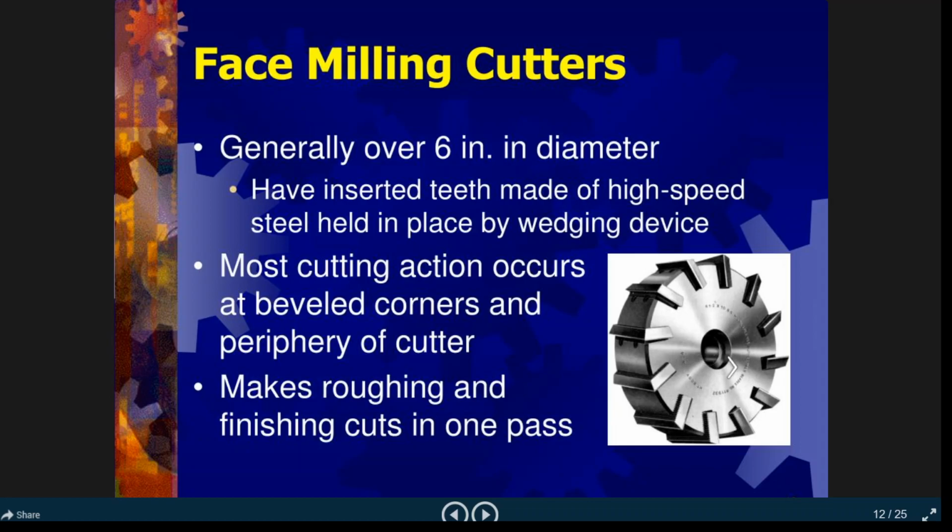While rotating this, from this cutting edge and the periphery, both, the material will be removed from the work surface. This is widely used for generating a flat surface on a slab or any workpiece. Most cutting action occurs at the beveled corners and the periphery of the cutter. So the cutting action is mostly done because of this periphery as well as this corner, this edge. It makes roughing and finishing in one pass. As we can give more depth of cut, sometimes we can complete the machining in one pass.